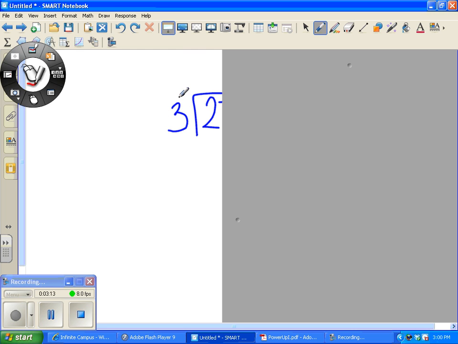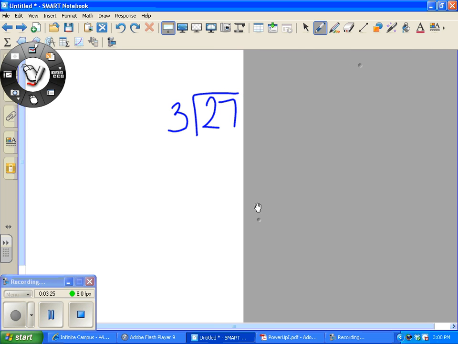How many groups of 3 could I make out of 2? Nothing. And we could put a 0 as a placeholder. If that confuses you, you can use the 0. And if not, just keep going to the next number. Now we're not just looking at the 2, we're looking at 27. How many groups of 3 can I get out of 27? So think about your 3 multiplication facts. And it's what? It's 9.